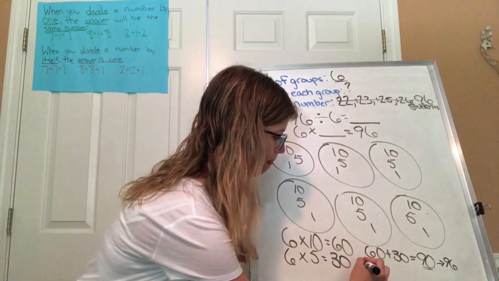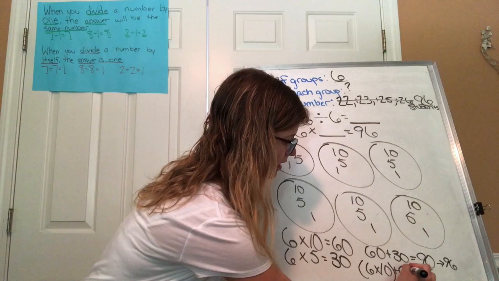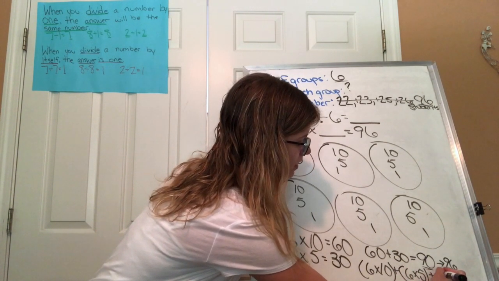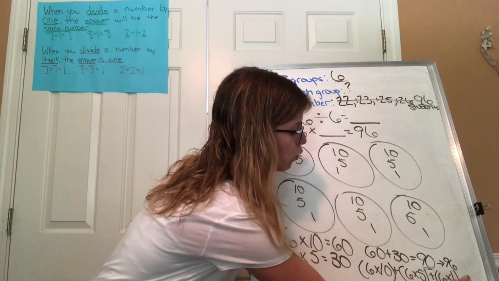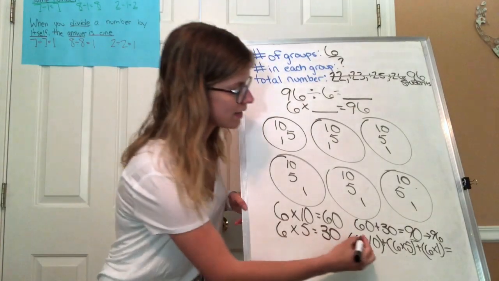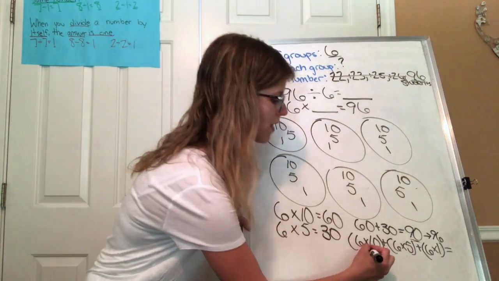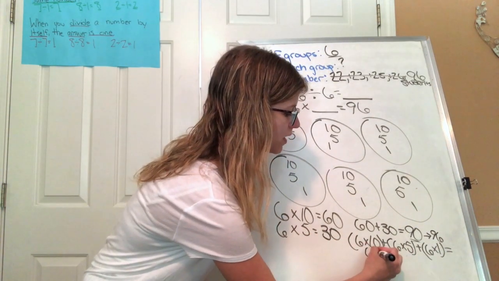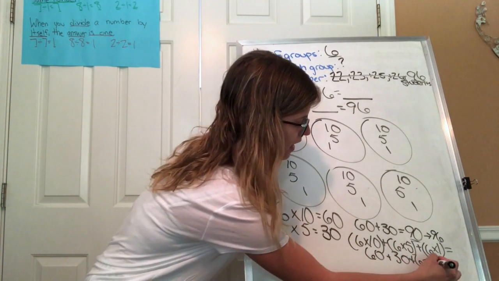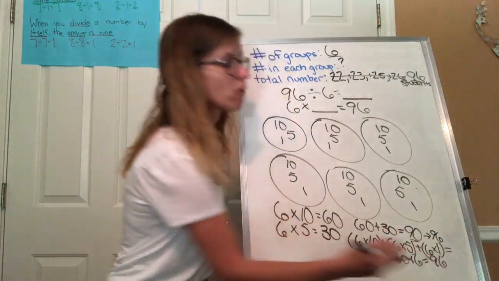So I did 6 times 10 plus 6 times 5, and then I did plus 6 times 1, because then I put 1 in 6 groups. So if I did 6 times 10 plus 6 times 5 plus 6 times 1, the equation I would have for adding would be 60 plus 30 plus 6, which is equal to 96. So I made sure I have the same total number as I do down here.